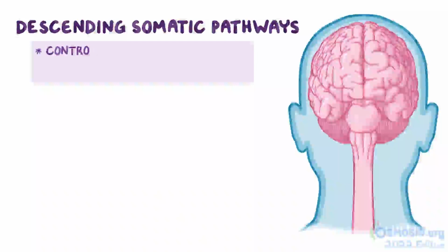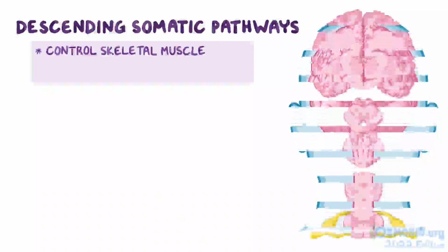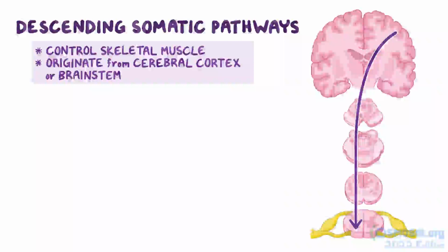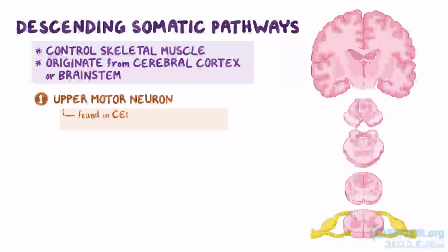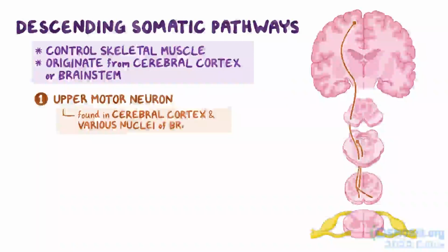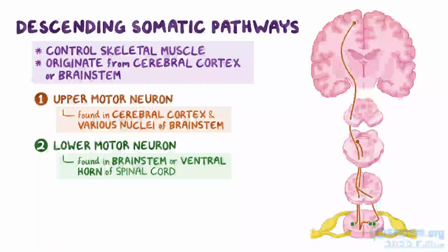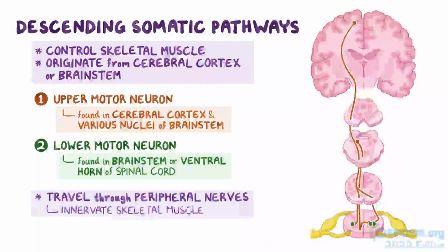Alright, now let's look at the descending somatic motor pathways which control the activity of skeletal muscles. These pathways originate from either the cerebral cortex or the brainstem and have various termination points, depending on the pathway. Each pathway contains an upper motor neuron and a lower motor neuron. The upper motor neurons are found inside the cerebral cortex and various nuclei of the brainstem, while lower motor neurons are found inside the brainstem or the ventral horn of the spinal cord. From the ventral horns, axons from lower motor neurons leave the spinal cord through the ventral roots and travel within peripheral nerves to innervate the skeletal muscles of the body.